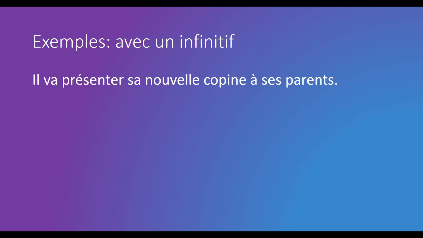Okay, now, il va présenter sa nouvelle copine à ses parents. Now, we have two people we're talking about here. We're talking about the nouvelle copine, and we're talking about the à ses parents. Now, in this case, the nouvelle copine is actually the direct object. That's who is being introduced, okay? But we're not worried about direct objects right now. We are only worried about this à plus people, okay? So, à ses parents, how many parents is he introducing her to? That is going to be replaced with leur, okay?